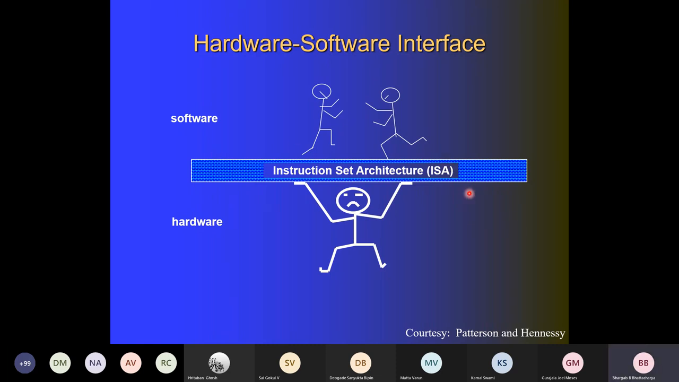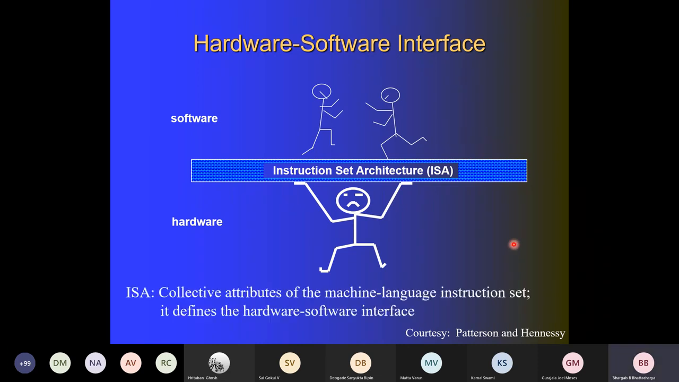Suppose you are at the level of instruction set architecture. If you look down, you would see the complexity of the hardware. If you look at the top, you would see the complexity of software. So you can formally define the instruction set architecture as follows: it is the collective attributes of the machine language instruction set defining the hardware-software interface. Does it make sense to you?